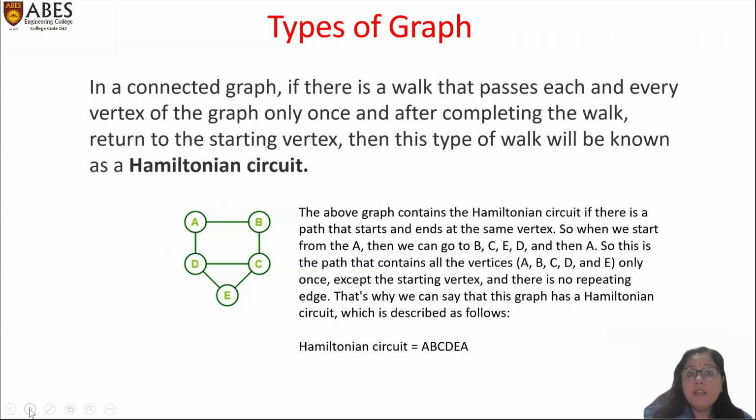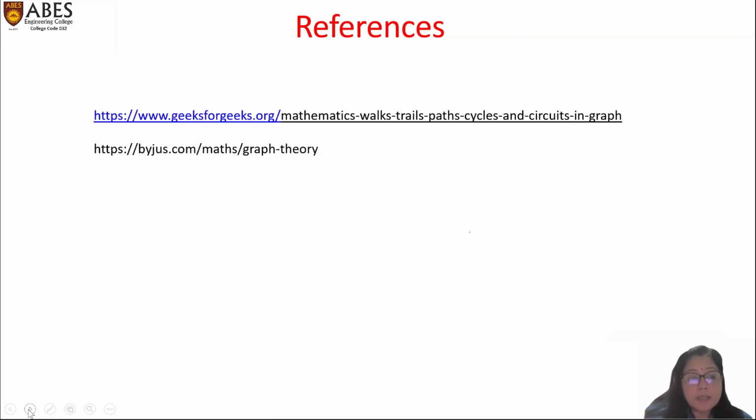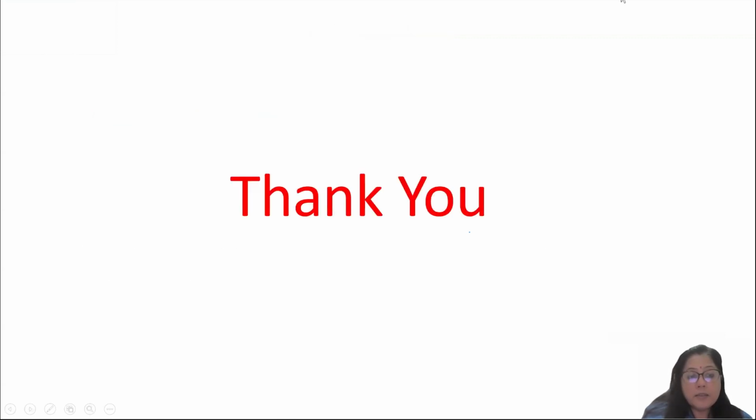In a connected graph, if there is a walk that passes through each and every vertex of the graph only once and, after completing the walk, returns to the starting vertex, then this type of walk is known as a Hamilton circuit. So basically, a Hamilton circuit is one in which all the vertices except the starting and ending vertices are not repeated, and all the vertices are included in the walk. The graph that contains a Hamilton circuit is the Hamilton graph. These are the references through which I have planned this video lecture.